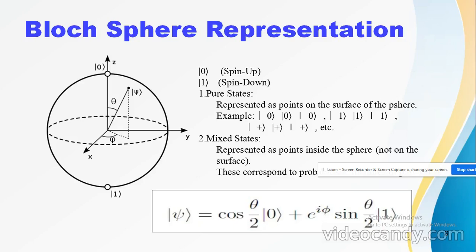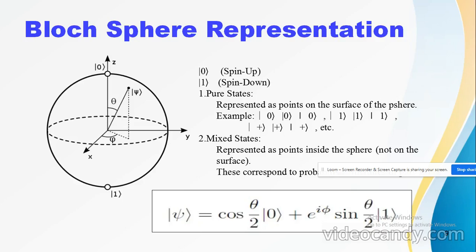Pure states are represented as points on the surface of the sphere. Example, ket 0, ket 1, ket plus, ket minus, etc. Whereas the mixed states are represented as points inside the sphere. And these correspond to the probabilistic mixture of pure states.